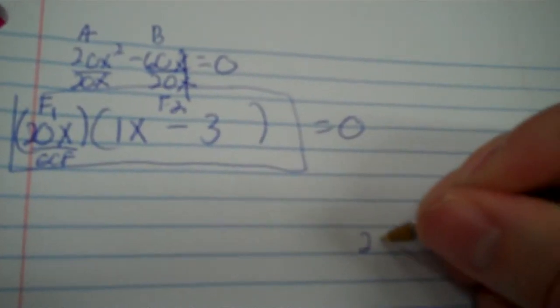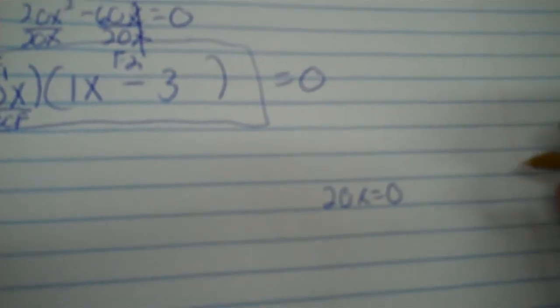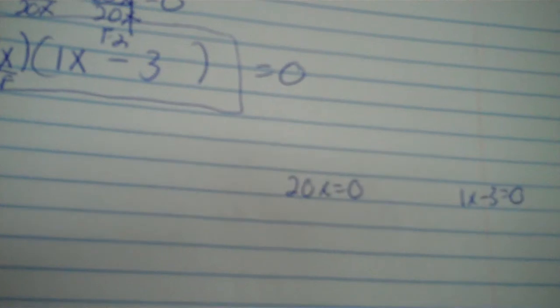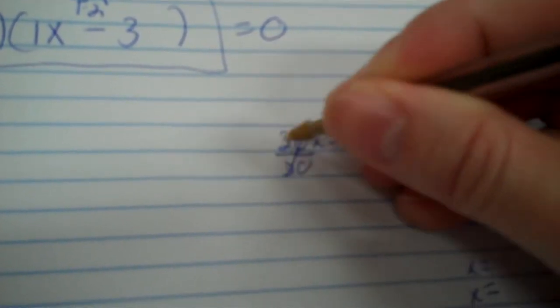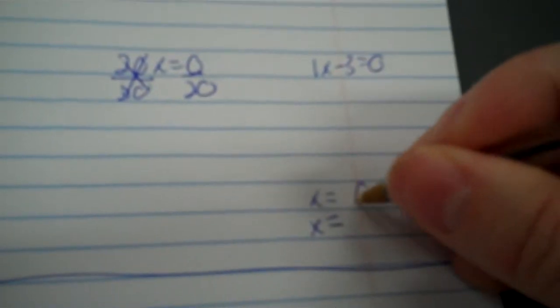So F1, 20x could equal 0. F2, 1x minus 3 could equal 0. Okay, so you're going to divide both sides by 20 here, and you get 0. And over here, you're going to add 3 to both sides, so 1x equals 3. You don't really need to divide by 1. That would be your answer, so 0 and 3.